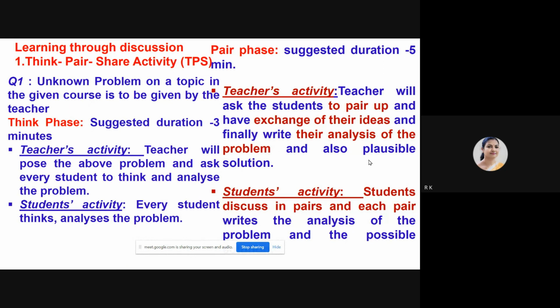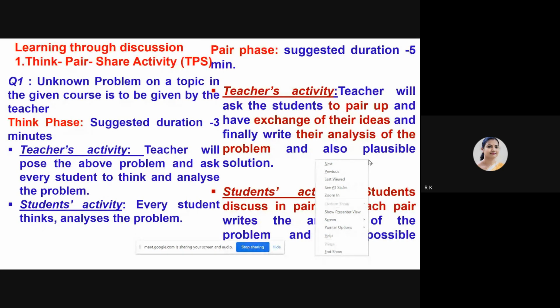So here, for example, an unknown problem on a topic is given to the course by the teacher. In the thinking phase, you give them a 3 minute duration. The teacher will pose the problem and ask every student to think and analyze the problem, whereas the students' activity is that every student will think and analyze the problem.